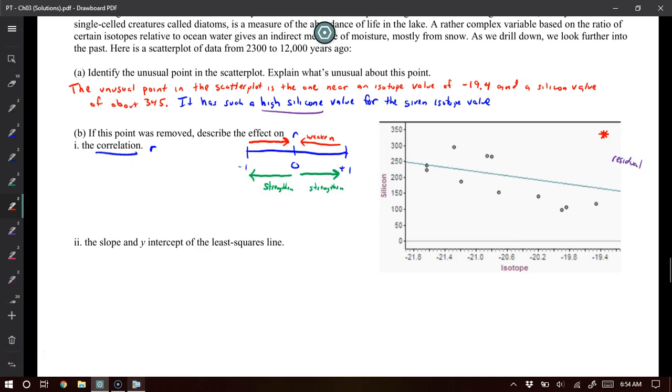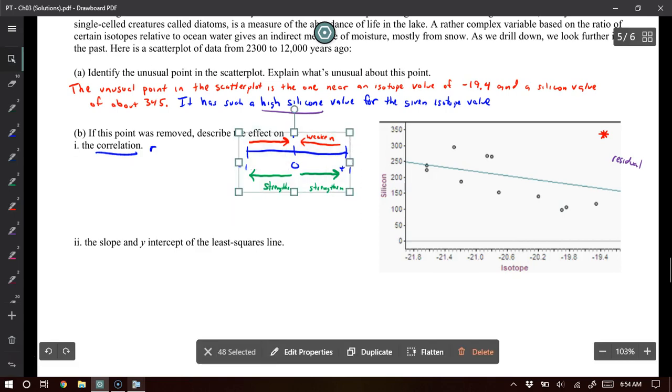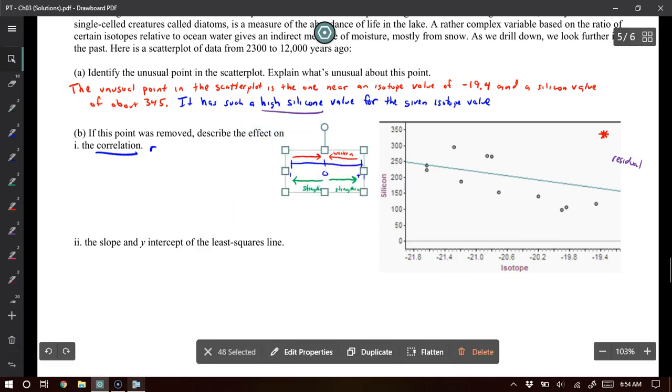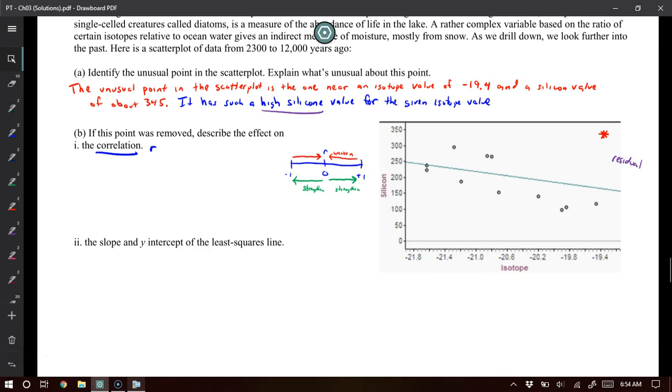So describe the effect on this. If I were to remove that point, what would happen? The correlation describes the strength of the least squares regression line. If this point were removed, would that strengthen? Would this line be a better estimator? It's probably influential a little, or would it weaken it? If I remove this point, that looks better. That line looks like a better estimator of everything on it. So it is going to strengthen.